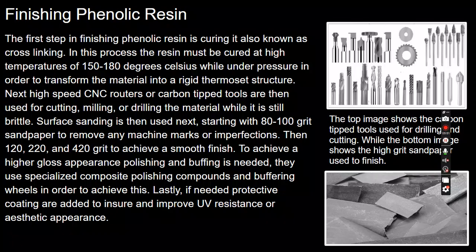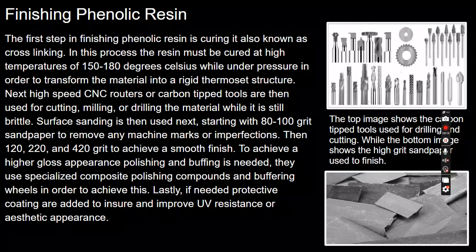Next, high-speed CNC routers or carbon fiber tools are then used for cutting, milling, or drilling the material while it is still brittle. Surface sanding is then used next, starting with 80 to 100 grit sandpaper to remove any machine marks or imperfections, then 120, 220, and 420 grit to achieve a smooth finish.